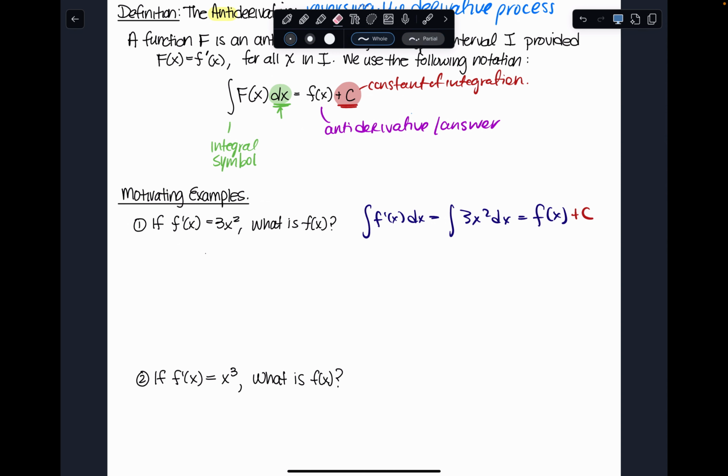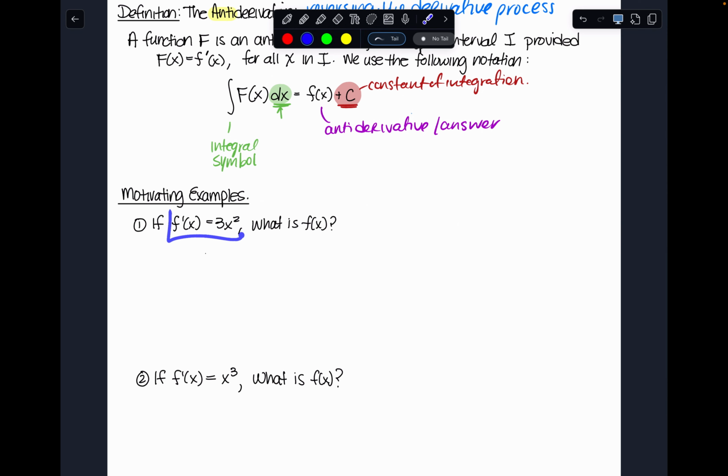I'll explain what that means here. But again, I don't want you focusing on this notation just yet. I want you focusing on what this question specifically is asking. If I hand you a function and I say, here is a derivative, here is the function 3x squared, please tell me what function I would need to take the derivative of to obtain this answer. What is f?